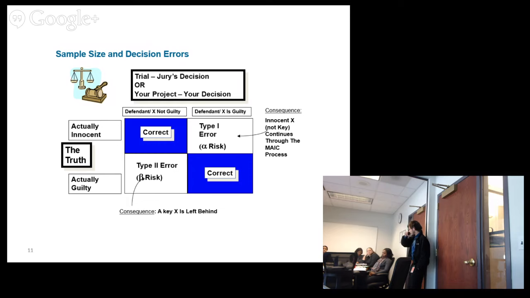So what's our alpha level like? Well, it's not a number. It's not a number, but are we really tolerant of type 1 risk in the criminal justice system?